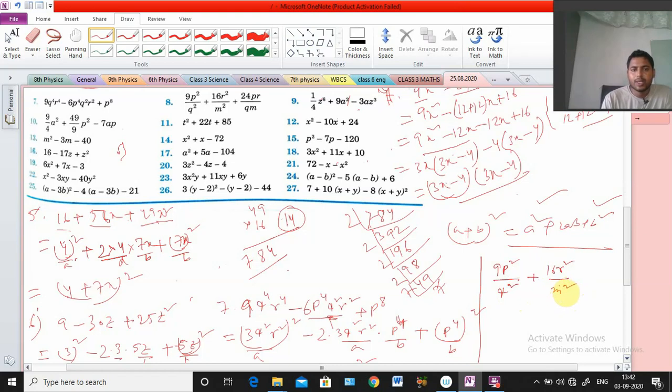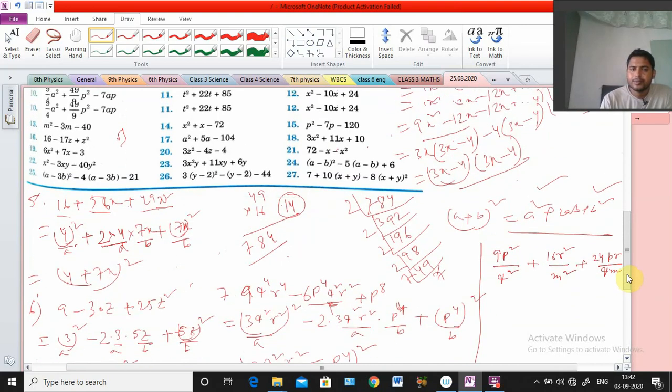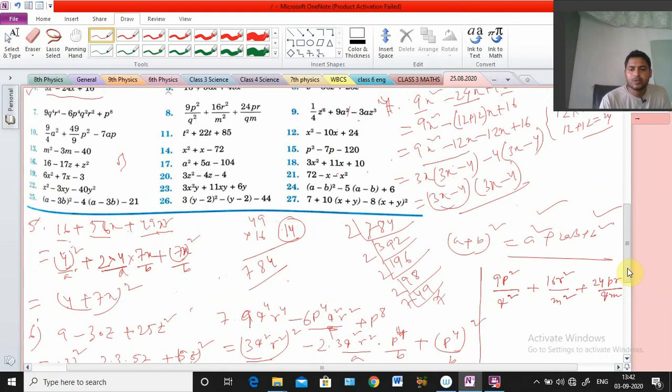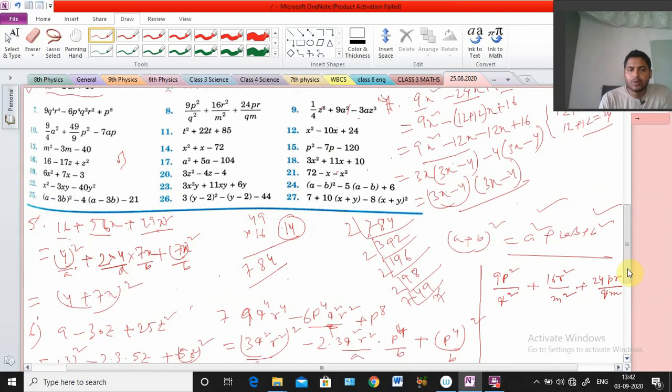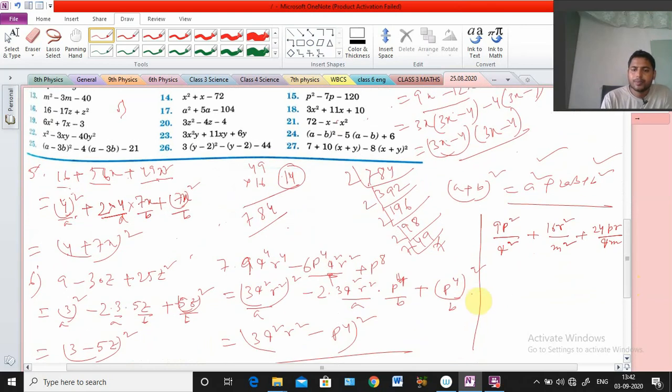9p square by q square plus 16r square by m square plus 24pr by qm. Okay, this is the question. 9p square means we can write 3p by q, the whole square. Clear? Okay, this is a square. Now 16r square by m square, 16 means 4r by m, the whole square, that is b square.